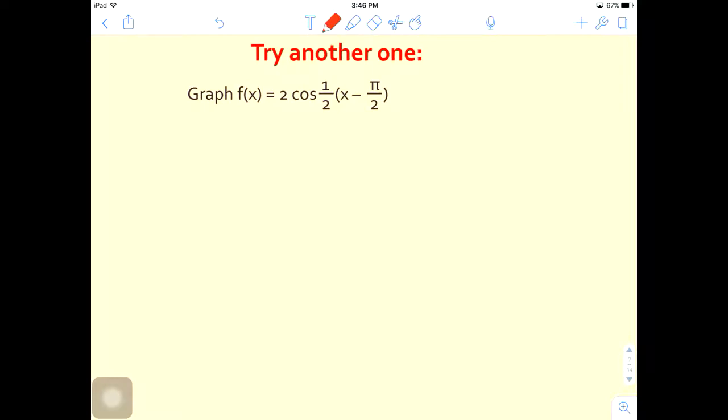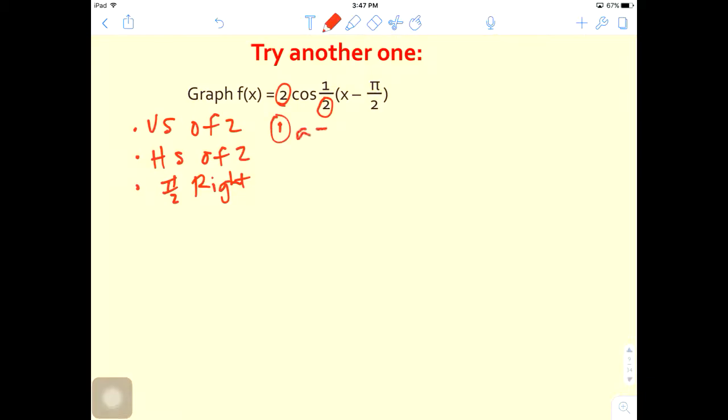So let's go ahead and label, start with the transformation. So it's a vertical stretch of 2. There's also a horizontal stretch of 2, and then pi over 2 units to the right. Those are all of the transformations. Step 1, the amplitude is absolute value of 2, which is 2. Step 2, period equals 2 pi over b, which is 2 pi times 2, that's 4 pi.